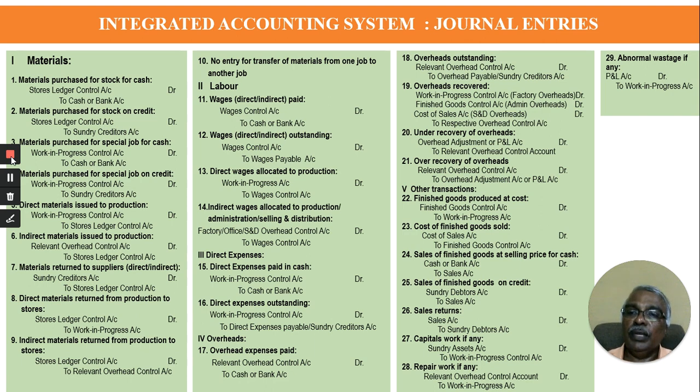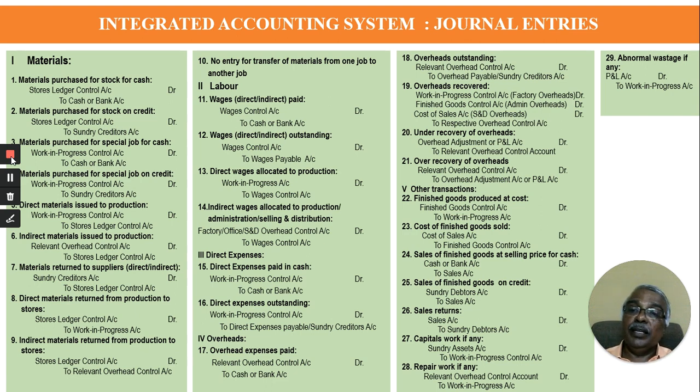So you should always understand, the cost ledger control account will not appear in this particular system. So when the materials are purchased for stock, for cash, then instead of cost ledger control account, what you are going to pass is the stores ledger control account debit to cash account or bank account.